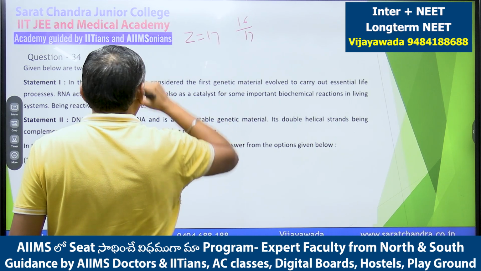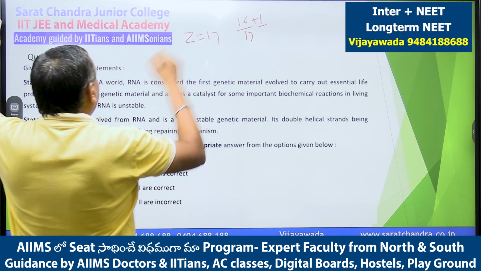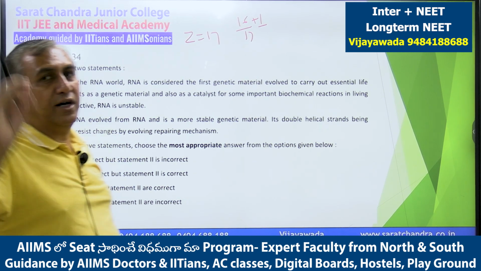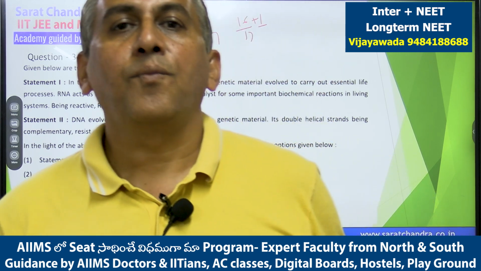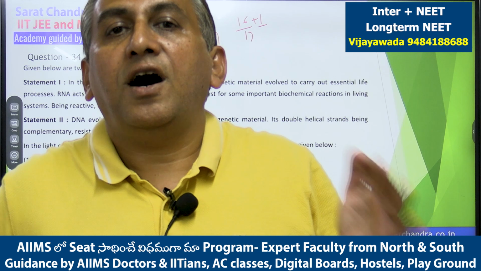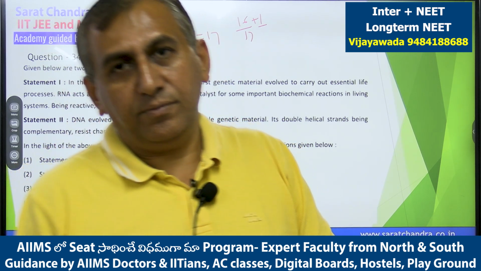There is one deficit, I said. 16 plus 1 means 16 from NCERT, 1 extra. This question came from evolution. What is the first genetic material which evolved? That is RNA. From RNA, there is the origin of DNA. RNA has a property to function as an enzyme, also called ribozyme.